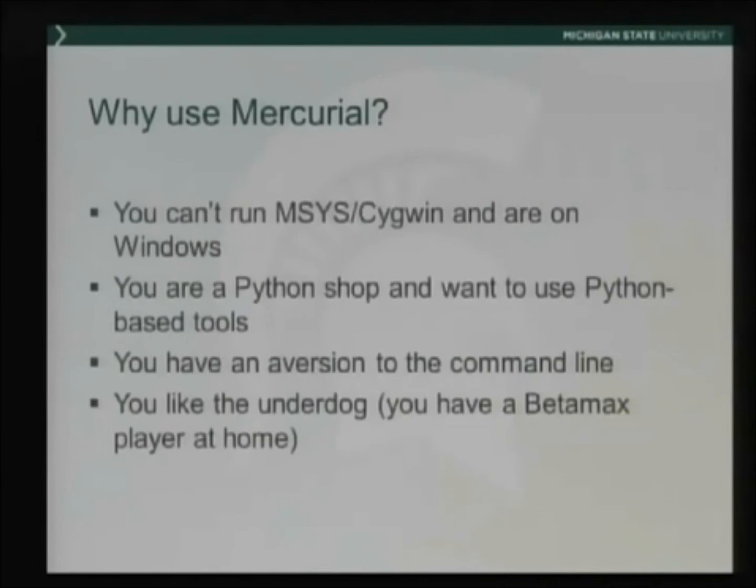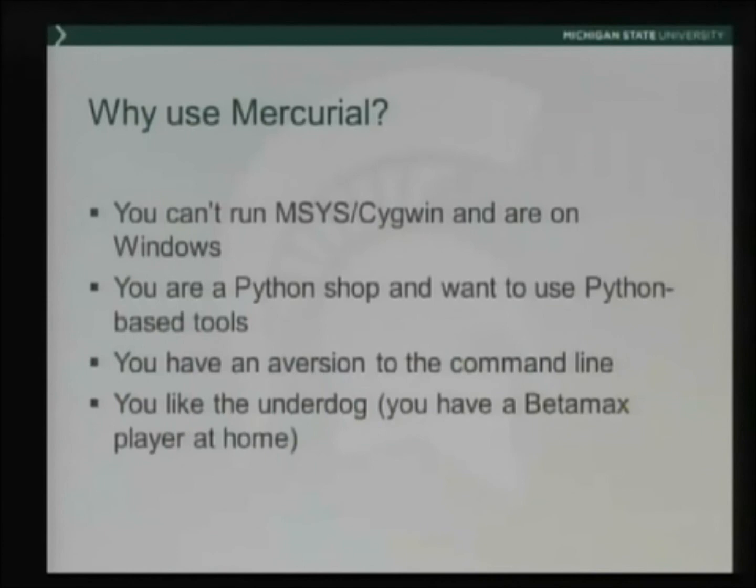So why would you use Mercurial if Git and Mercurial are about the same thing anyway? Well, if you can't or don't want to run MSys or Cygwin on Windows, if you're working in a Python shop and you really just want to use Python-based tools, one thing that is nice about Mercurial is it's much easier to make modifications to Mercurial than it is to make modifications to Git. Git is a collection of C programs, Perl scripts, all sorts of different things. Mercurial is just Python code, and if you're comfortable with that, that may be a good option for you.